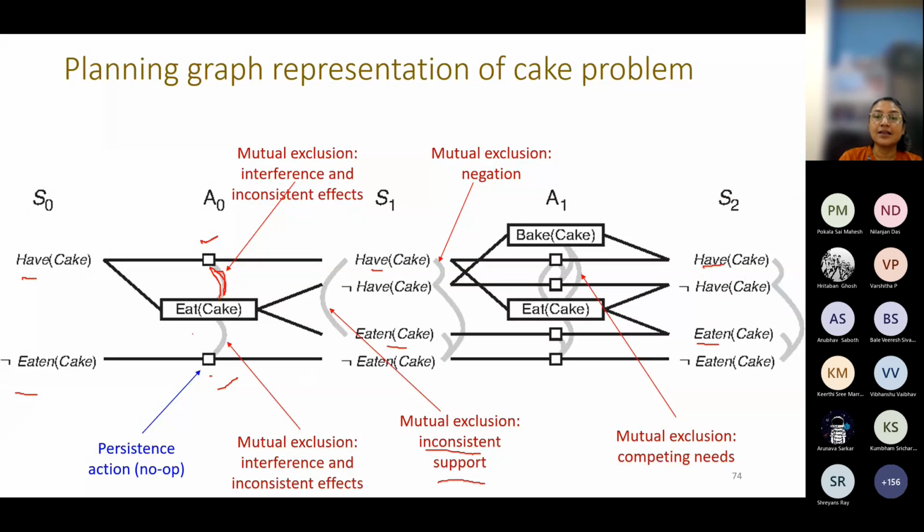So eaten cake is obtained from eat cake. Half cake is obtained only from the maintenance of half cake, and these two actions are mutex, right? However, in S2, half cake is also obtained from baked cake, and baked cake and eat cake are not mutex. Is this clear?